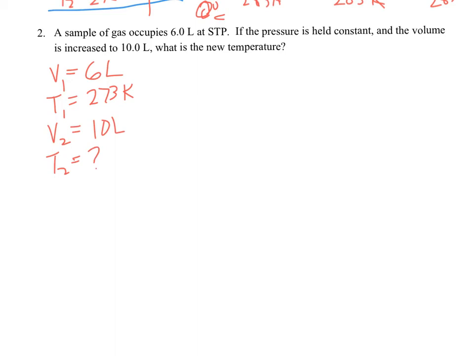Now, what's interesting about this problem is that it's solving for T as opposed to solving for V. We do the math the same, we set it up exactly the same, but I see right away that my volume has increased almost double. I mean, if it went up to 12 liters, it would be double. So I would expect the temperature to go up to close to, well, double would be 546 Kelvin. So it's probably going to be somewhere around 500 Kelvin is what I would expect the temperature to go up to. So let's do the math.